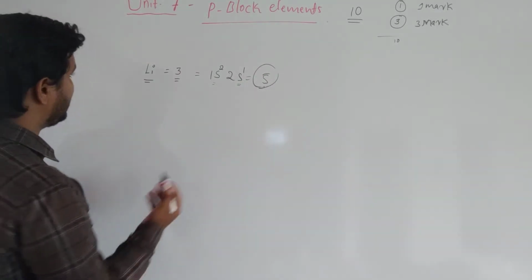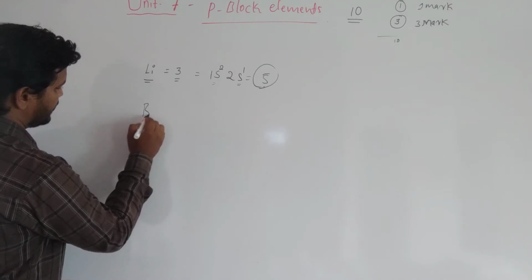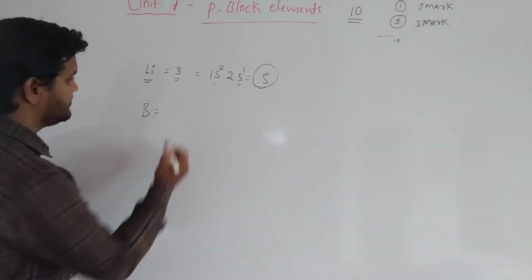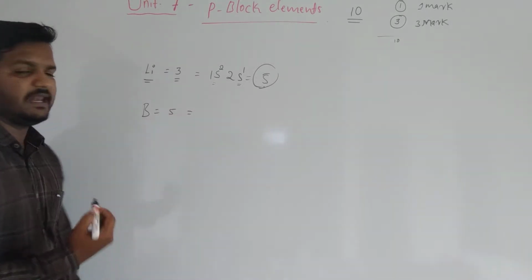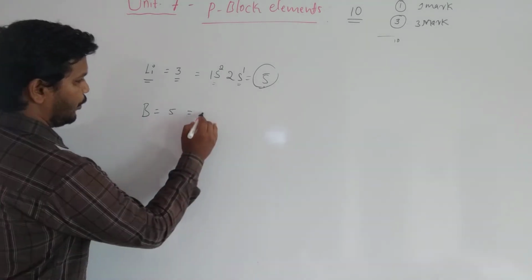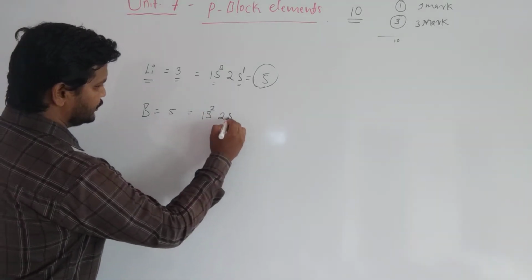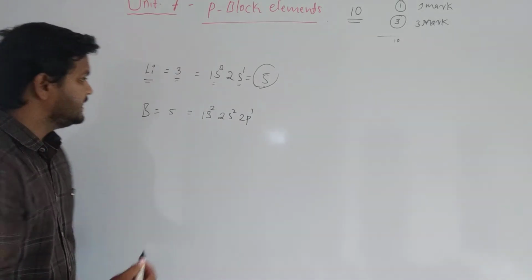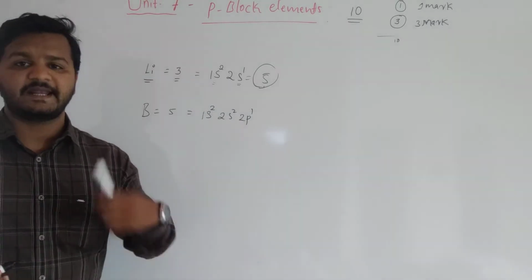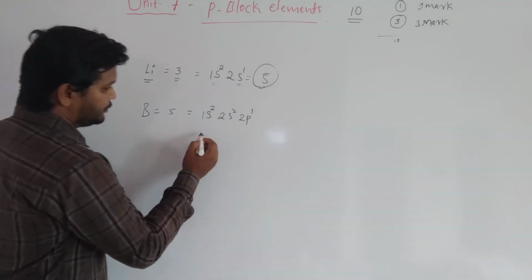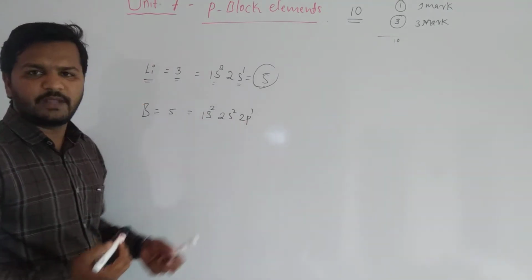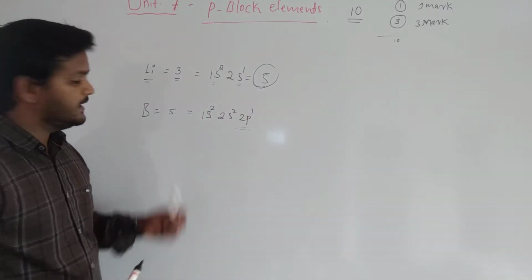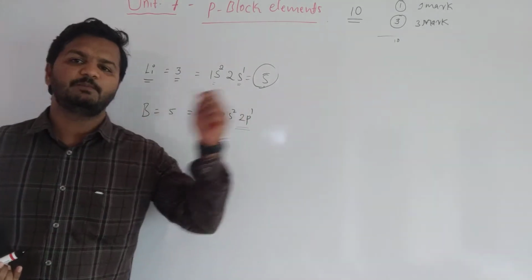Next, I am going to take one more example, that is boron. Hydrogen, helium, lithium, beryllium, boron. The atomic number is 5. And what is the electronic configuration of boron? 1s2, 2s2 and 2p1. This means the outermost electron, or the characteristic electron, enters into the p subshell. That is why this element belongs to the P block.